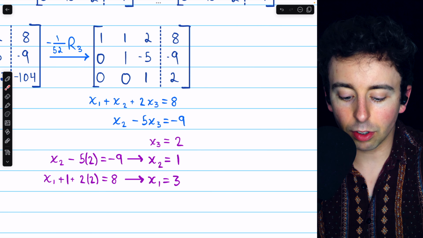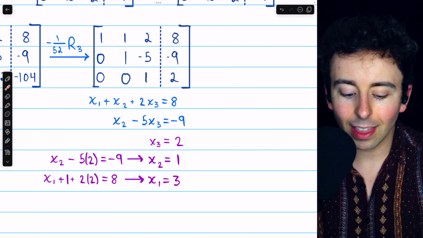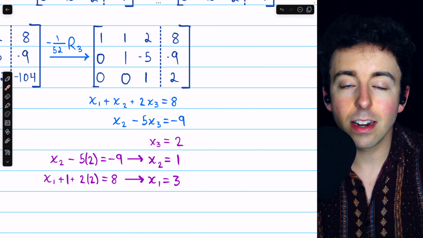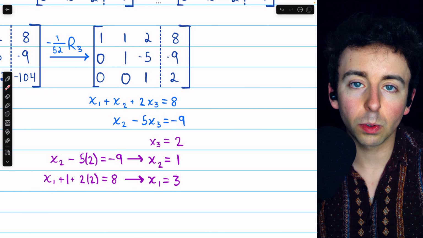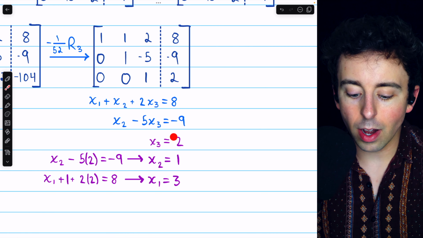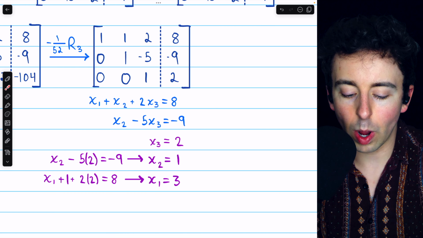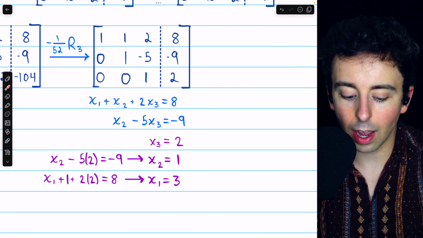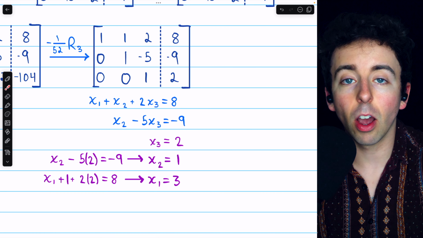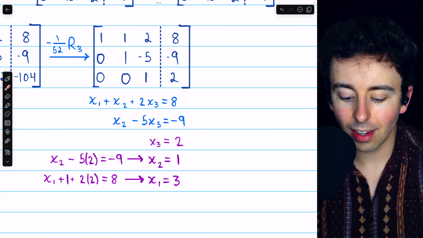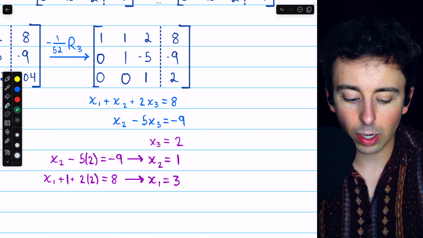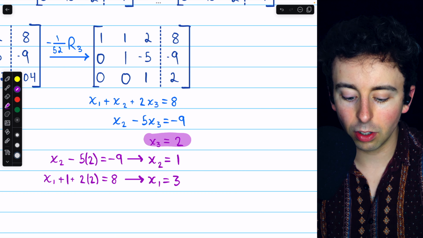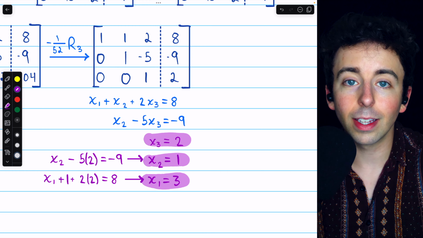Plugging x3 equals 2 into the second equation, we get that x2 minus 5 times 2 equals negative 9. So adding 10 to both sides, we find that x2 equals 1. Plugging x2 equals 1 and x3 equals 2 into the first equation, we have that x1 plus 1 plus 2 times 2 equals 8. And so, subtracting 5 from both sides, we have that x1 equals 3. And so that is the solution to this system: x3 equals 2, x2 equals 1, and x1 equals 3.